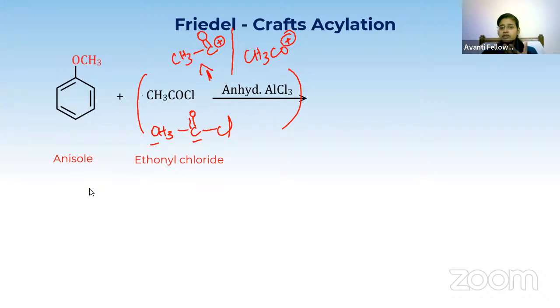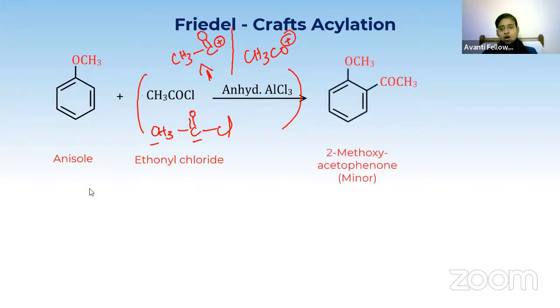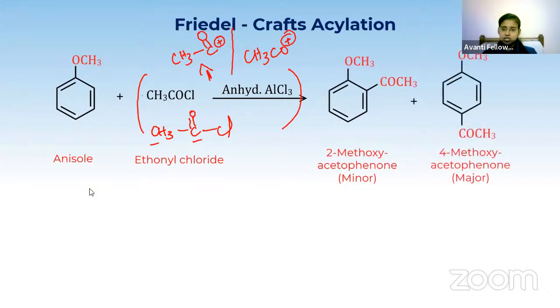This acyl electrophile will get substituted in the ortho position and in the para position. Para is the major product. You all know what ortho and para are, right? Ortho means adjacent, para means opposite. Clear? This is the third electrophilic substitution reaction. We have studied halogenation, then alkylation, now acylation.